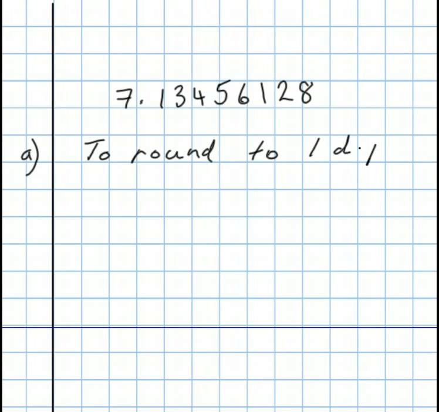I'm going to use the abbreviation DP, decimal place. Well, here's what we do. We put an arrow above the figure that we've got to round to. So there it is, 1 place after the decimal point. We get rid of all the other figures and we then look at the first figure we crossed out.